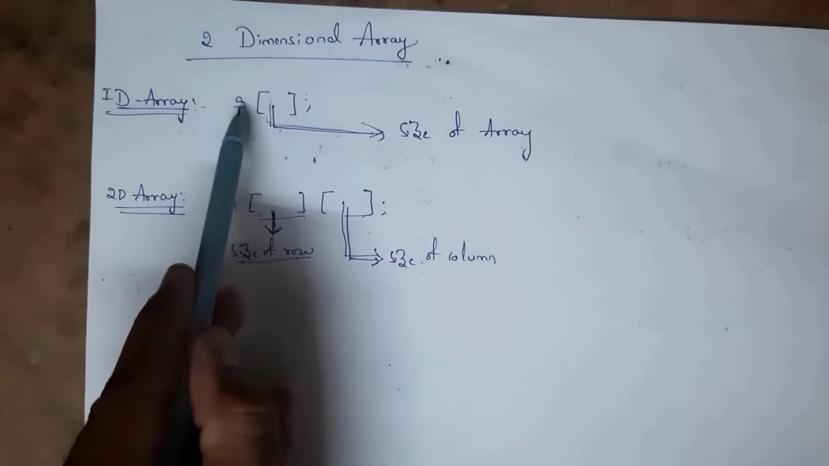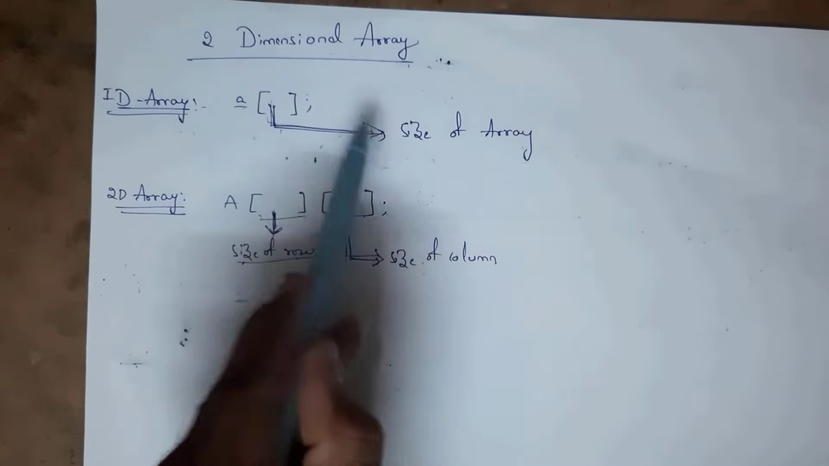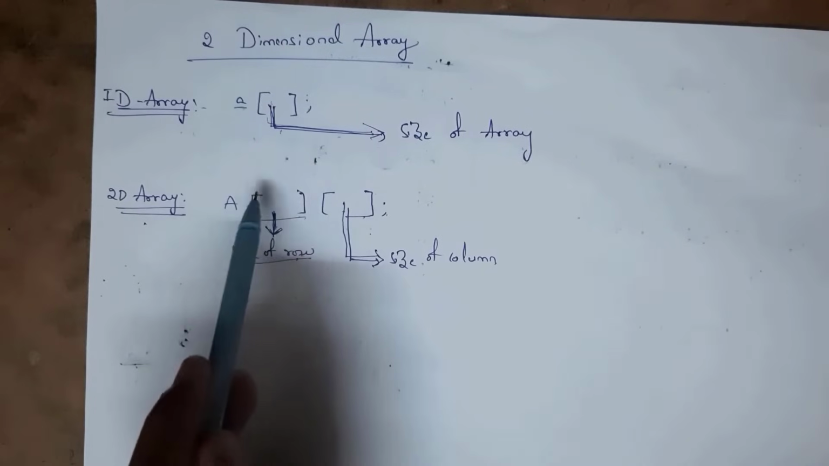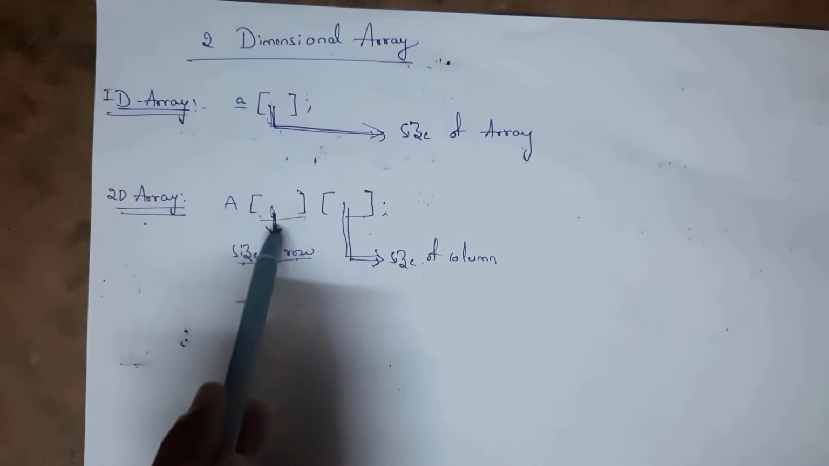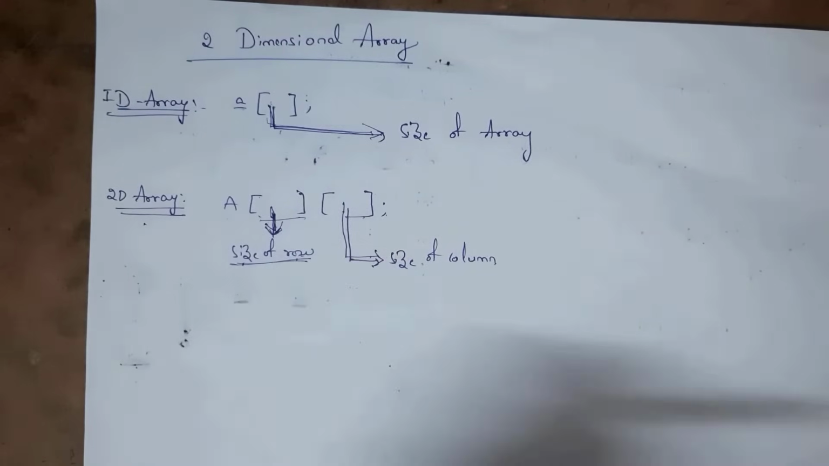This is a one dimensional array. It contains only one square bracket where we include size. But a two dimensional array contains two dimensions, that is two square brackets, where the first square bracket represents size of rows and the second square bracket represents size of columns.